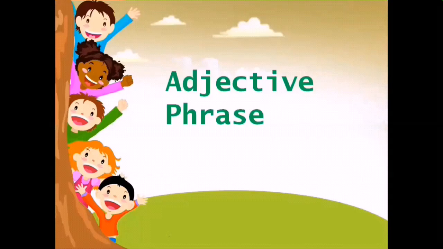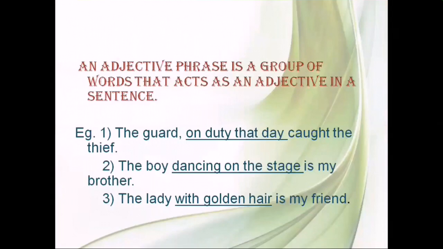Next is adjective phrase. An adjective phrase is a group of words that acts as an adjective in a sentence. See these examples. The guard on duty that day caught the thief. On duty that day. It is an adjective phrase. And why is it adjective phrase? Because it is describing the guard.